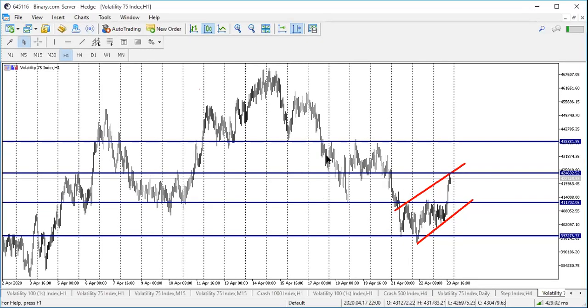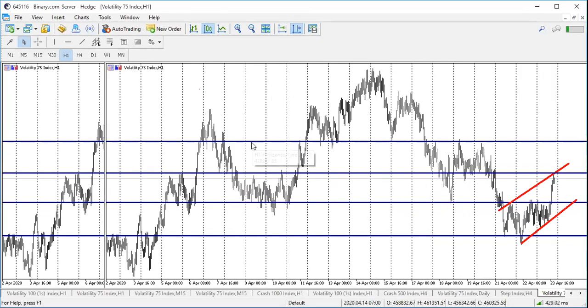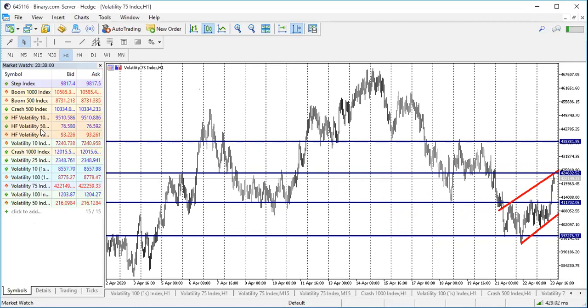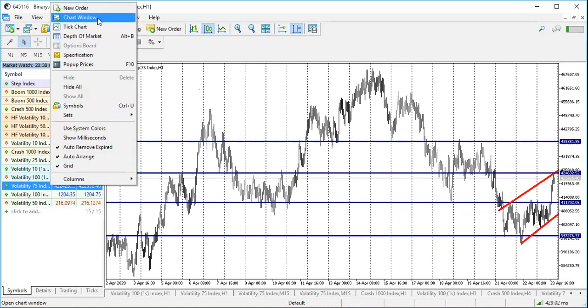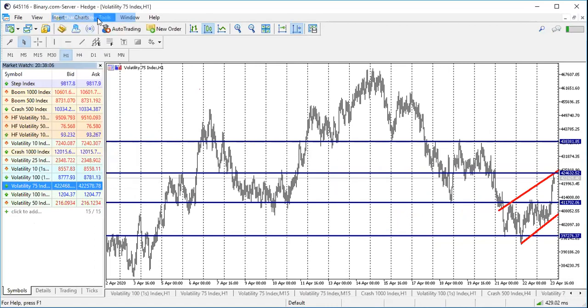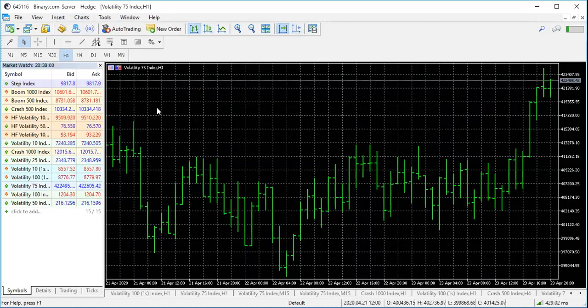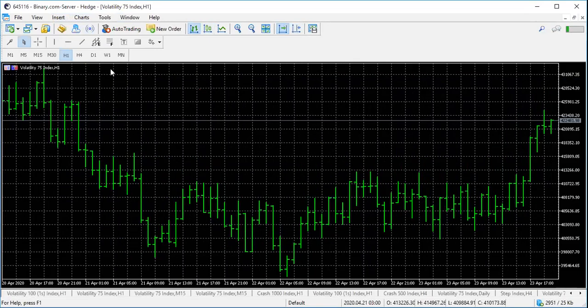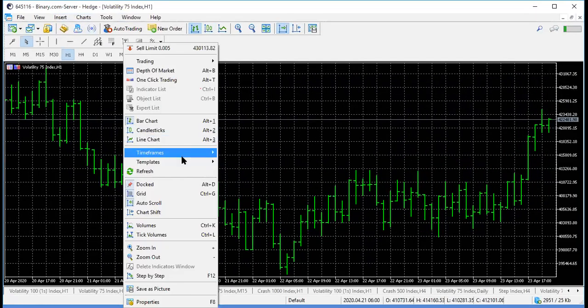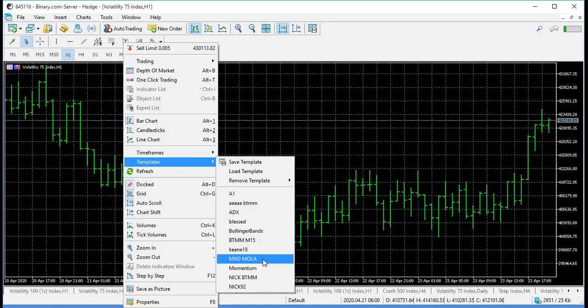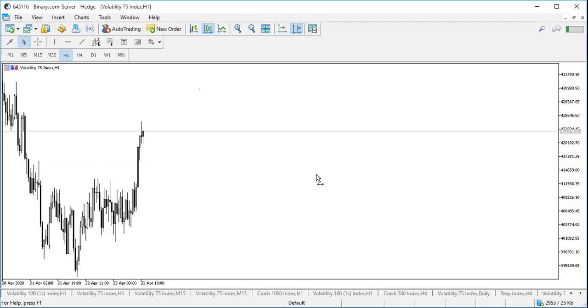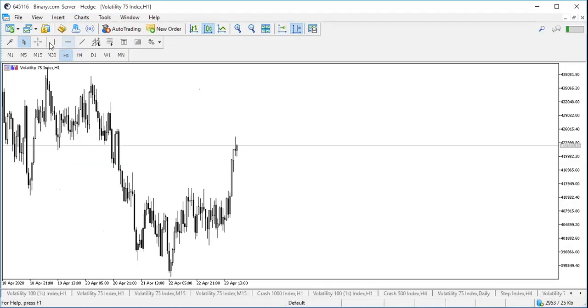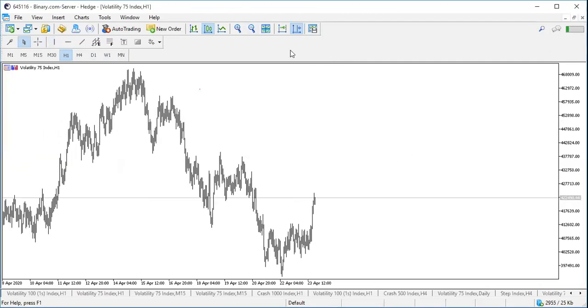So let me move on to another chart again. This one is like V75. Let me redo it. We were doing crash, so I want to do the V75, that is example number 2, okay? Right, I'm going to change my chart.